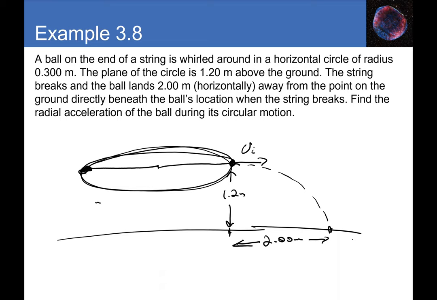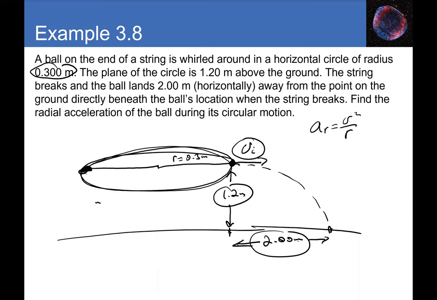All right, so how do we find radial acceleration? Remember, we are given a radius of 0.3 meters, and radial acceleration is speed squared divided by radius. I have the radius, but I don't have the speed. The speed is that of the ball going around initially. But after it breaks, it's moving with this speed and falling to the ground. That means you have a problem that combines two of the concepts we learned in this chapter. Circular motion, once you break the string, then becomes a projectile, where you have 1.2 meters here, 2 meters over there, and then you can calculate the initial velocity.